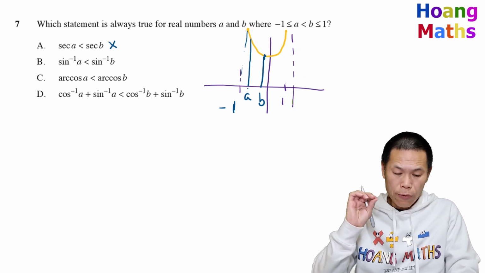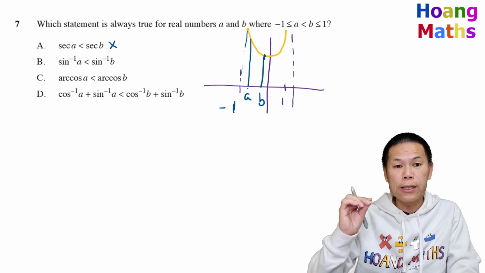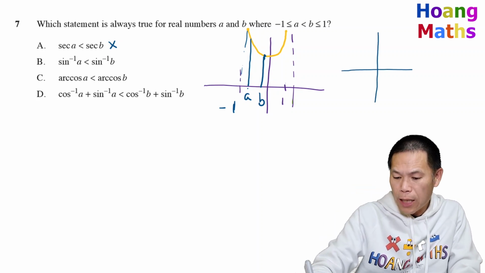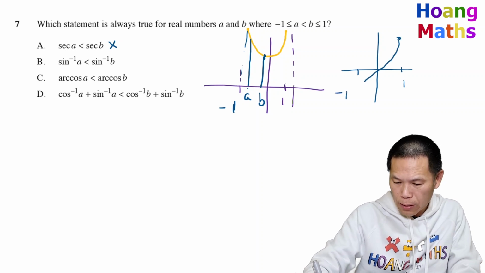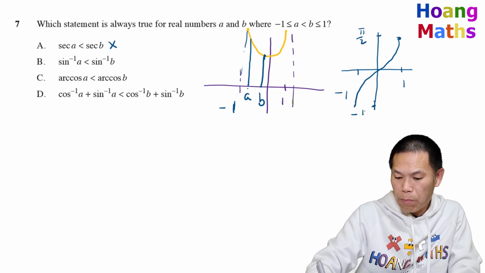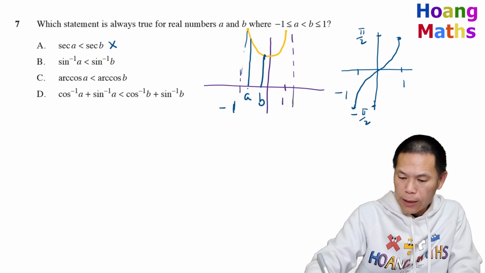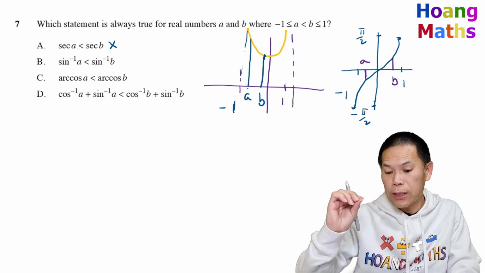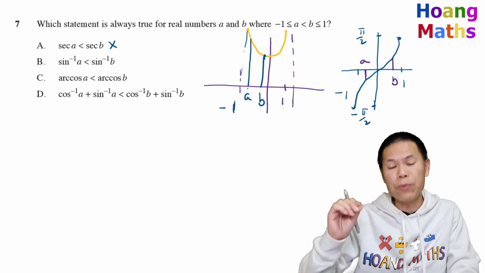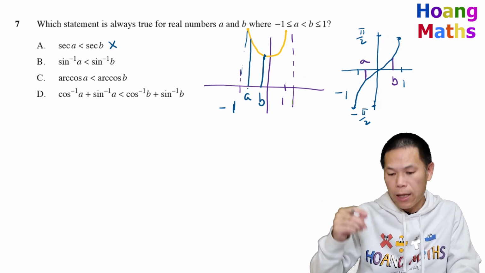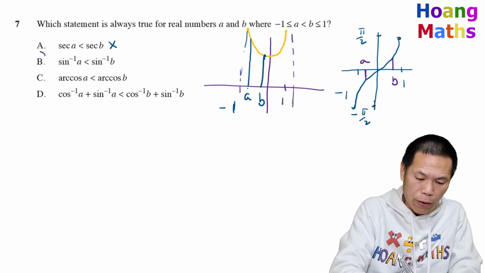Now, part B: inverse sine of A is less than inverse sine of B. Let me do a quick sketch for inverse sine first. For inverse sine, the domain is between 1 and -1, and the graph is like this. This is pi over 2, this is negative pi over 2. And A is anywhere on the left-hand side of B. This is A, this is B. So you can see inverse sine of A is always less than inverse sine of B, because the graph is always increasing. So that means the answer is correct for B.